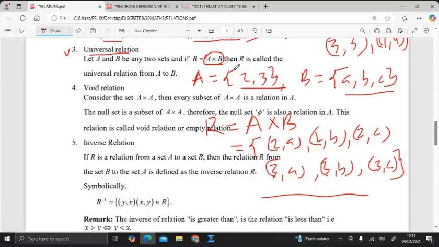So I can rephrase this to come in the form of a question. If A is equal to 2, 3, and B is equal to the set with the elements A, B, C, find the universal relation of A and B.